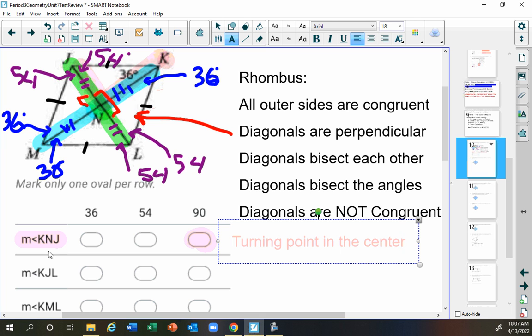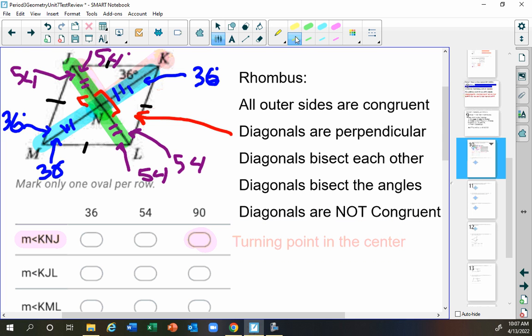Now, let's look at K, J, L. Starting point is K. Now notice, start at K. Where do we go? Down or to the left? Which direction from K to J? Gotta go to the left. And then from J, we go to L. So do we go down to the left or down to the right? Where's L?